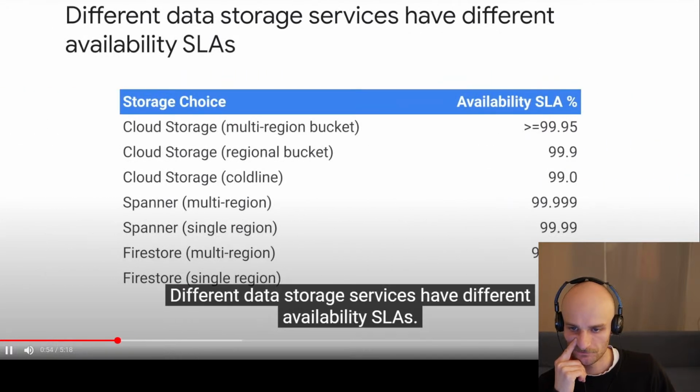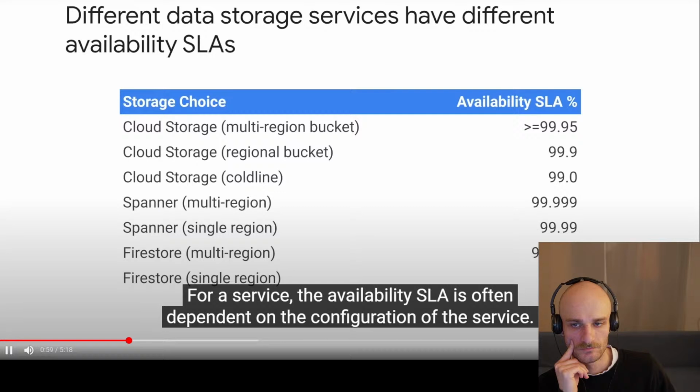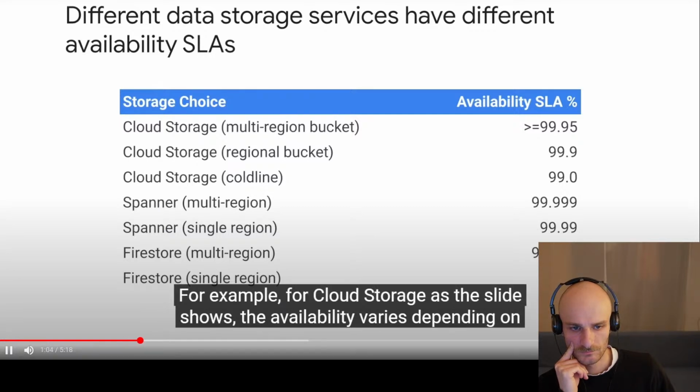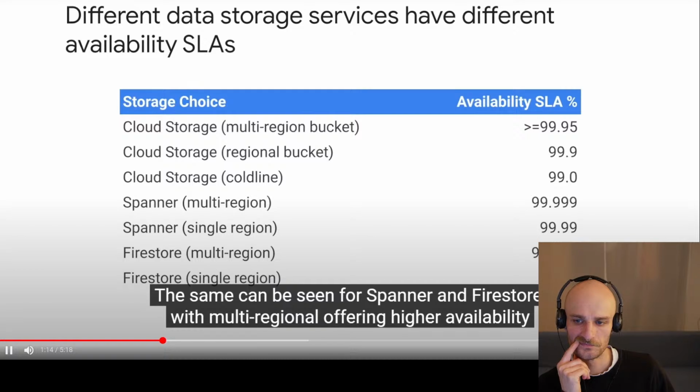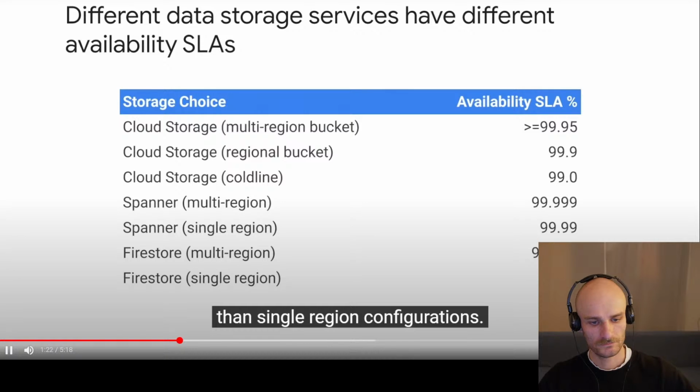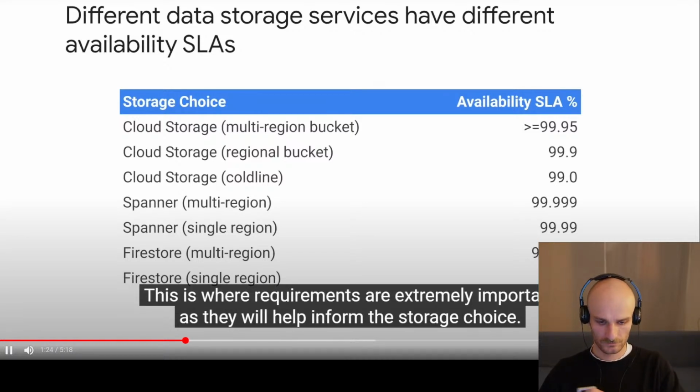Different data storage services have different availability SLAs. For a service, the availability SLA is often dependent on the configuration of the service. For example, for Cloud Storage, as the slide shows, the availability varies depending on whether multi-regional, regional, or Coldline buckets are created. The same can be seen for Spanner and Firestore, with multi-region offerings having higher availability than single-region configurations. This is where requirements are extremely important, as they will help inform the storage choices.